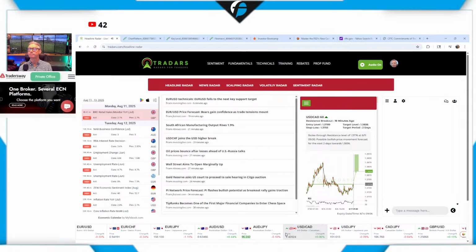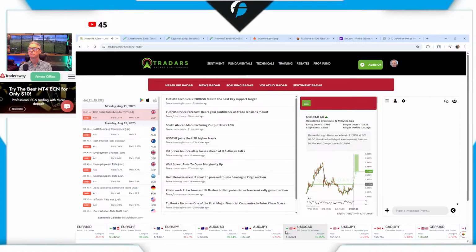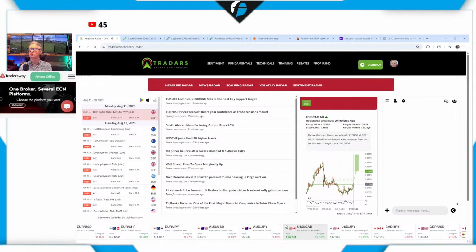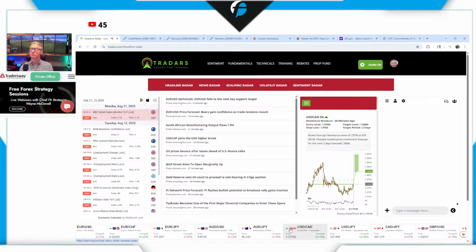Euro US dollar technicals. Euro US dollar falls to the next key support target. Euro US dollar price forecast. Bears gain confidence as trade tensions mount. South African manufacturing output rises 1.9%. US dollar Swiss franc joins the US dollar higher break. Oil prices bounce after losses ahead of US-Russia talks. Wall Street aims to open marginally up. Gold Reserve asks U.S. court to proceed to sale hearing in Citgo auction. Pi Network price forecast. PI flashes bullish potential as breakout rally gains traction. TipRanks becomes one of the first major financial companies to enter chess space. Markets brace for inflation data from the U.S.